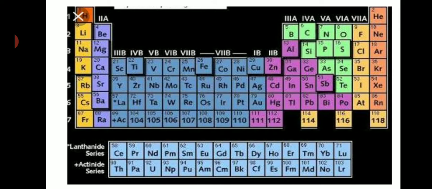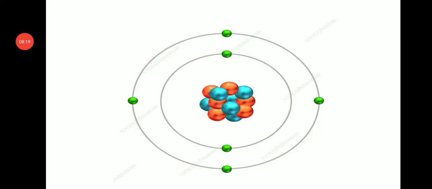Since the atomic number is 6, its outermost shell consists of 4 valence electrons, right? We got 4 valence electrons, meaning the outermost shell consists of 4 electrons. So its electronic configuration would be 2 and 4. Here you can see the structure of carbon. K shell consists of 2 electrons, that is filled, but L shell consists of 4 electrons, right? So its valency is 4.